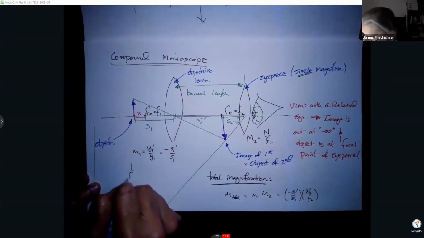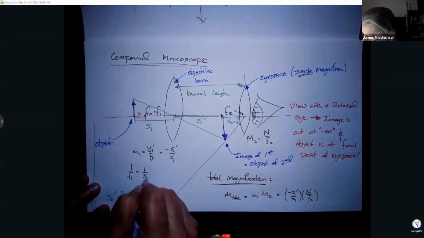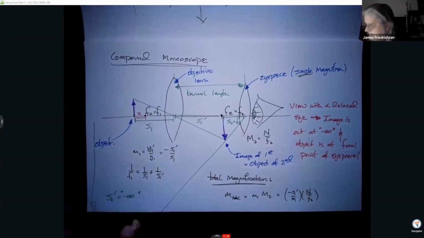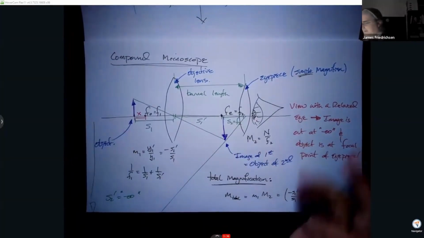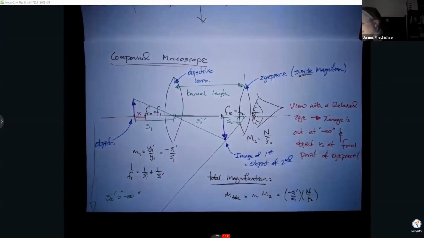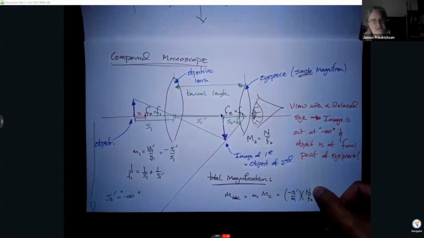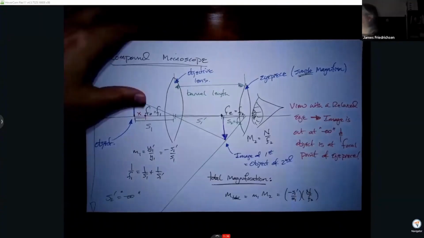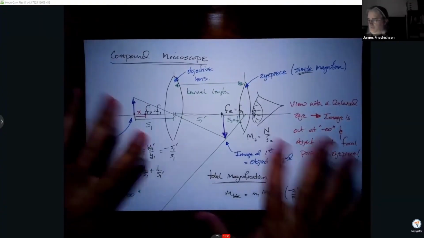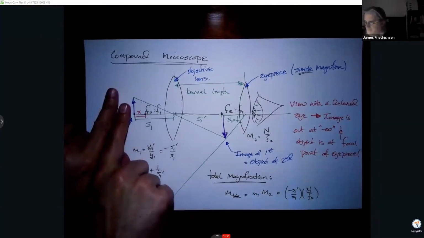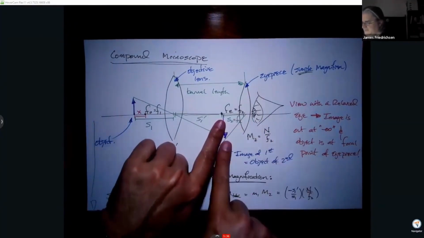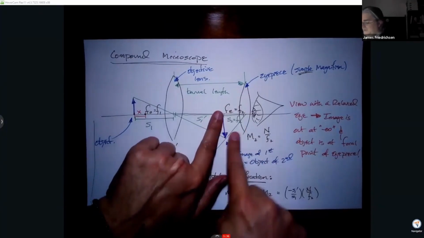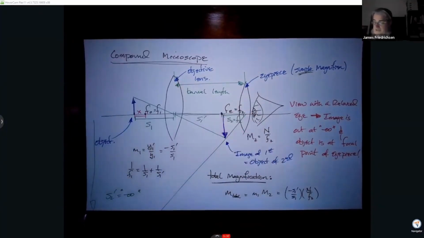We still have that 1 over focal 1 is 1 over object distance 1 plus 1 over image distance 1. So we can calculate where things go, and we can find those exactly. N will be 25 centimeters unless they state otherwise. And then the focal here is the focal of the eyepiece. So this is the setup. The image out of the first becomes the object for the second. It has to be at the focal of the second one to form a final image out at infinity to view with the relaxed eye. So let's do an example.